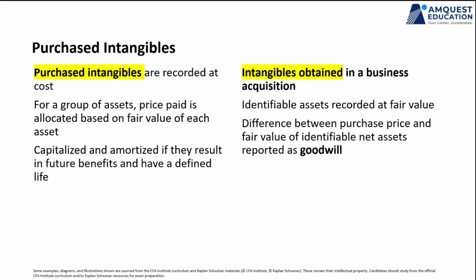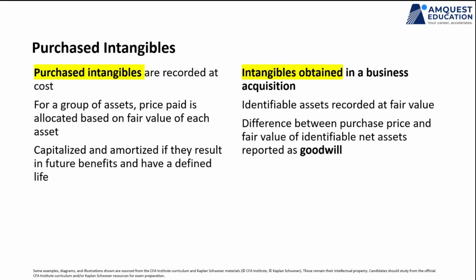Which means, let's say if you have paid $1,000 to acquire a patent, that $1,000 will be recorded as the cost of the patent on your balance sheet. For a group of assets, price paid is allocated based on the fair value of each asset, right? So if you acquire a group of assets, let's say through a merger or an acquisition, then we do an exercise called purchase price allocation.